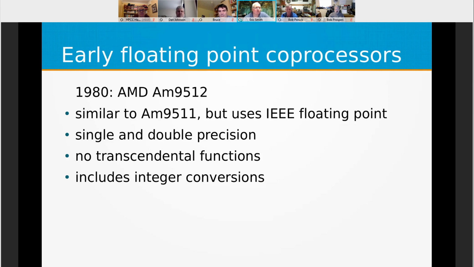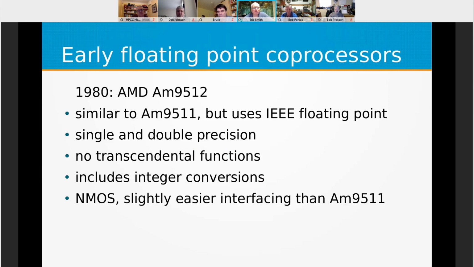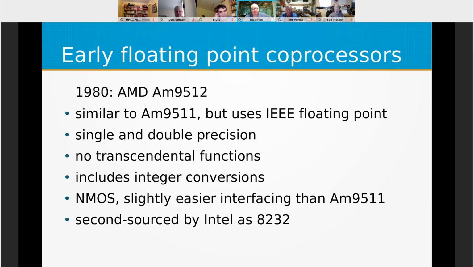The 9511 chip had those as well. It's still NMOS, but it's slightly easier to interface to than the 9511. With the benefit of experience, they saw what some of the difficulties were with the 9511 and improved them. And this one was also second sourced by Intel as the 8232.